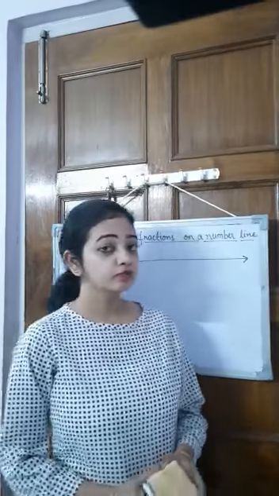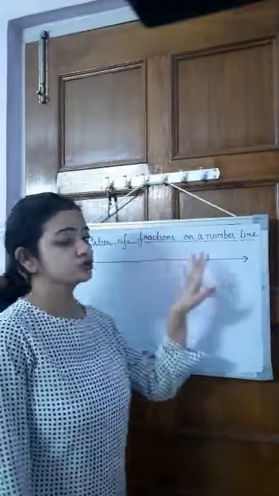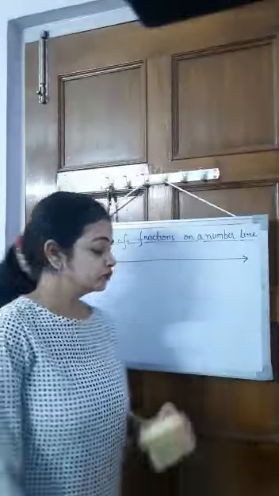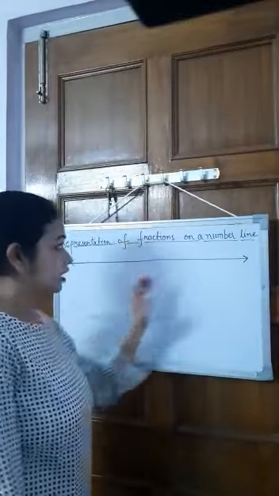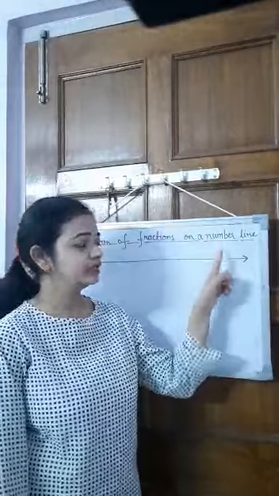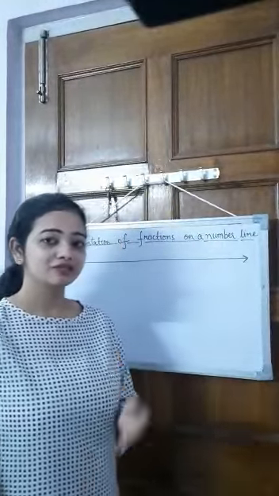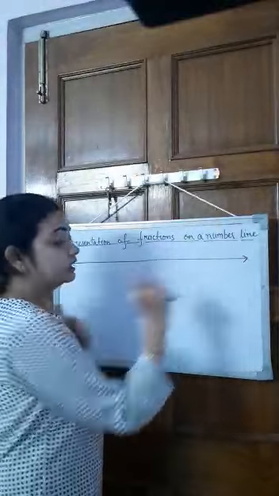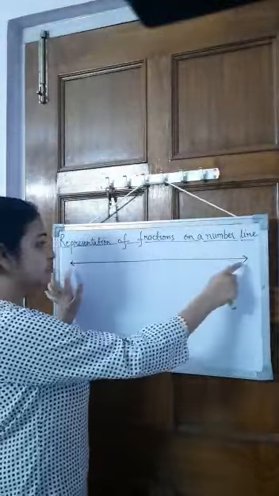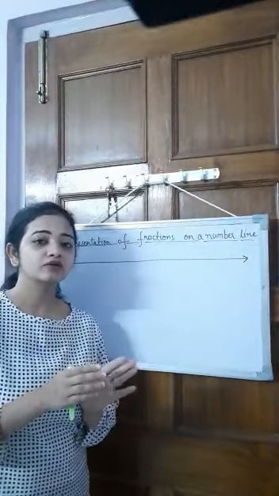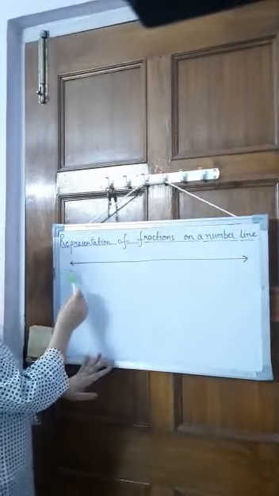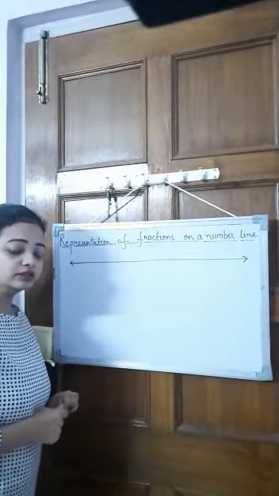Okay, so today I am going to teach you how to represent fractions on a number line. You people have already studied how to represent whole numbers on the number line. Similarly, we'll do fractions on the number line. And for this, we'll first draw a line. There are two arrows as you can see here. So these two arrows are representing that I can extend my number line in both the directions.